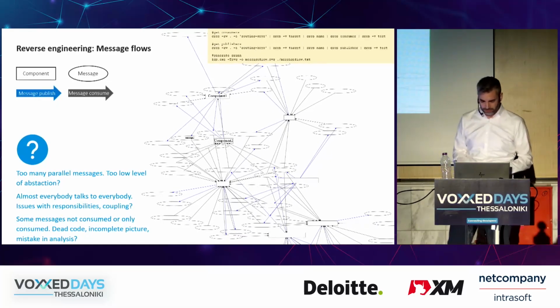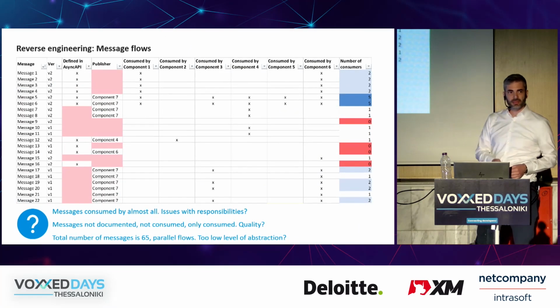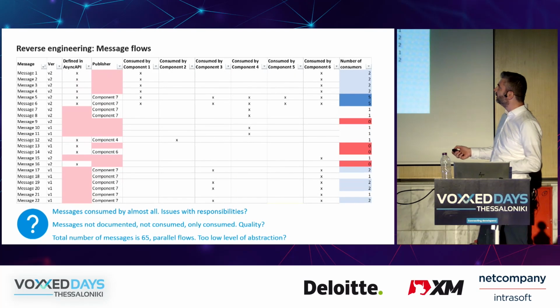Or maybe I'm making a mistake in the assessment? But I continued with the analysis. Here you can see the same messages in a different structure. It's a table where each row represents a message. There were 65 of them.